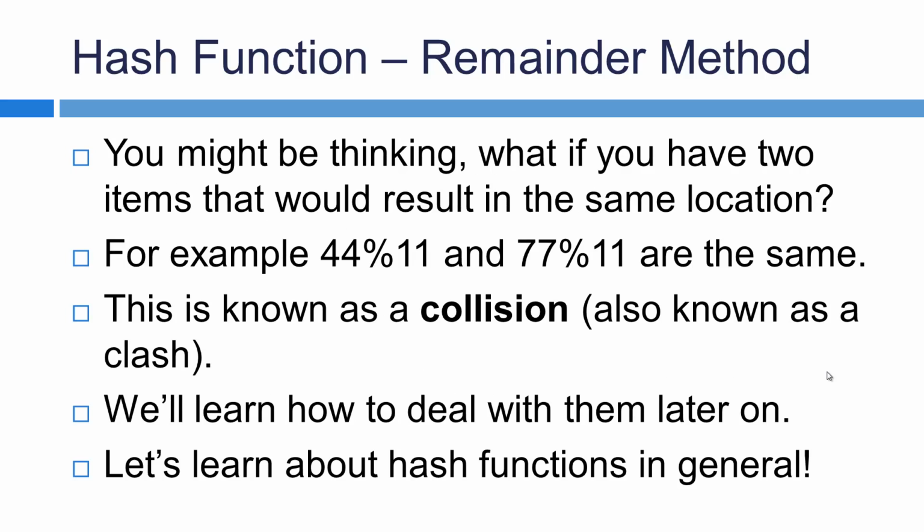Then you might be thinking, what if you have two items that would result in the same location? We discussed 77 mod 11 being 0, but if you had another item such as 44, that would also be the same slot number, 0. This is known as a collision, sometimes also known as a clash. We're actually going to learn how to deal with them a little later on in this lecture. What we're going to do is learn more about hash functions in general first, before we talk about collision resolution.